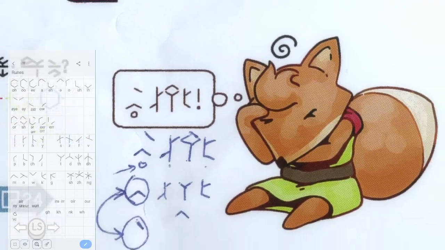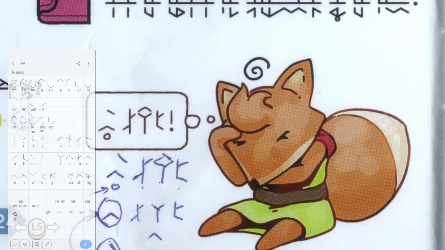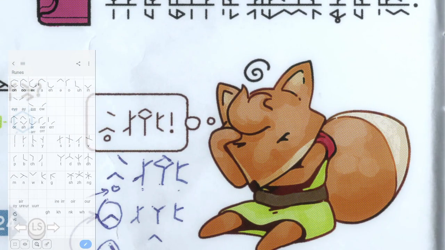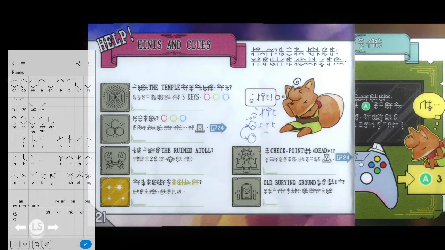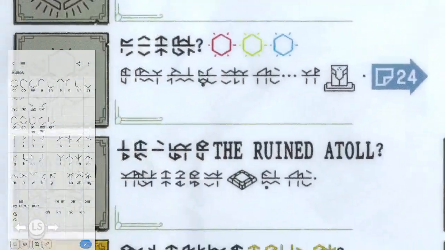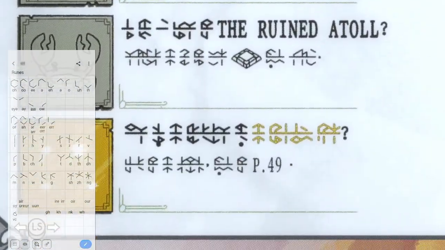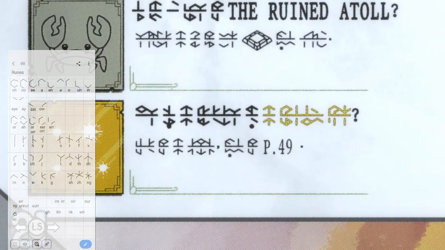What does this say anyway? I'm stuck. That makes sense. The Ruindator is where we currently are. Oh, this looks like it's going to be interesting.